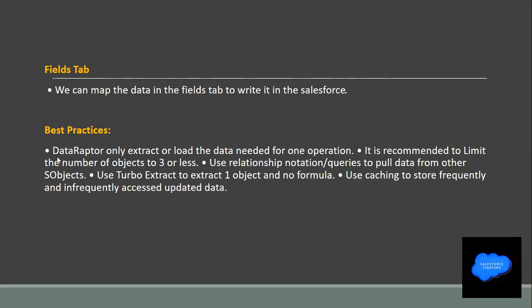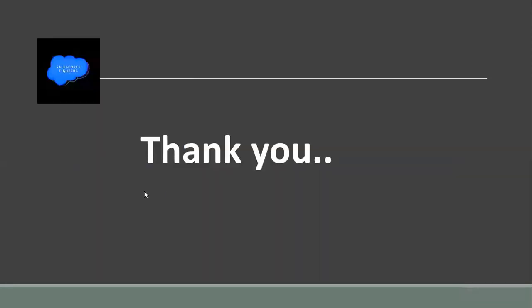Next, best practices. Data reporters should only extract or load the data needed for one operation. It is recommended to limit the number of objects to 3 or less. Use relationship notation queries to pull data from the other objects. Use Turbo Extract to extract one object with no formula. Use caching to store infrequently accessed or updated data.